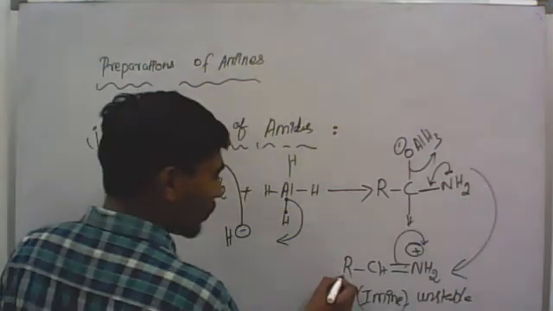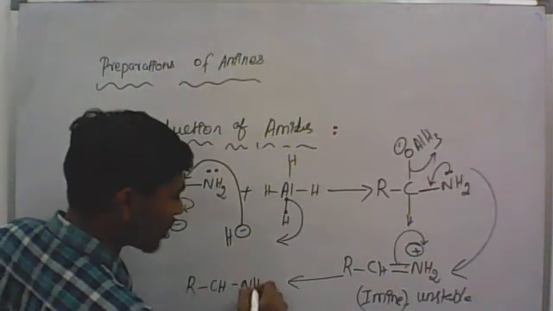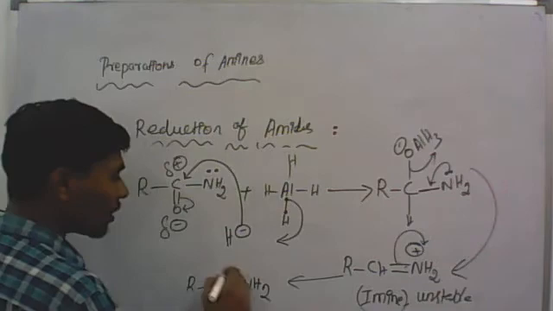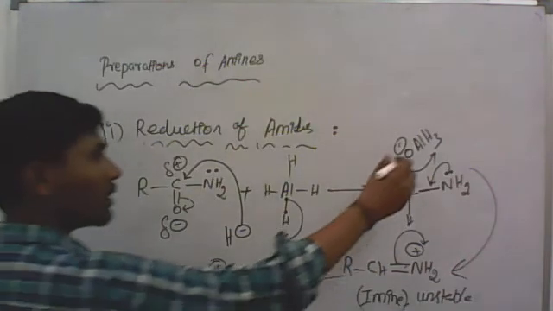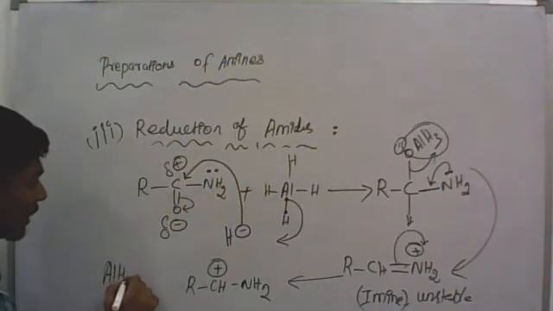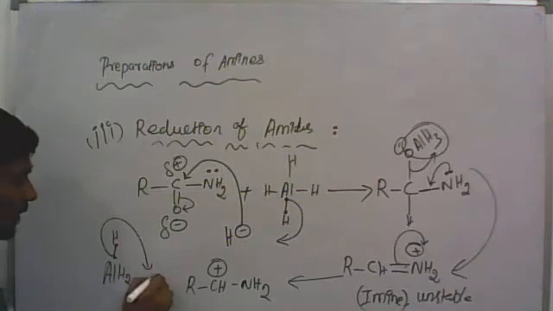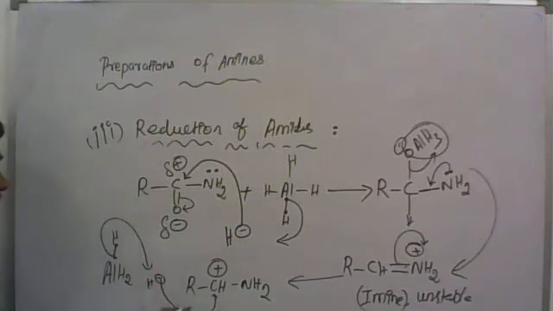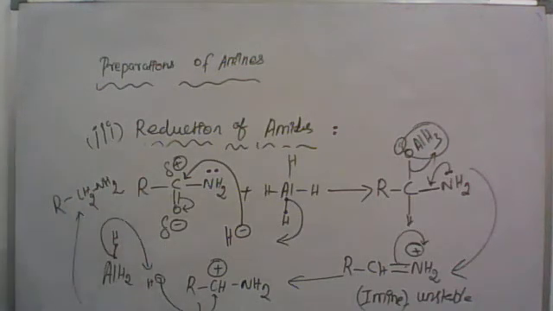Then what we get? We get R C H N H 2. Now carbon lost its electron, so it has a positive charge. Now see the Al H3. Again one more hydride ion is formed here, H minus. The H minus is going to add here, and then we get RCH2NH2. This is the product.